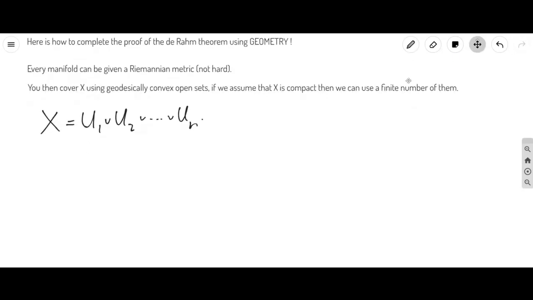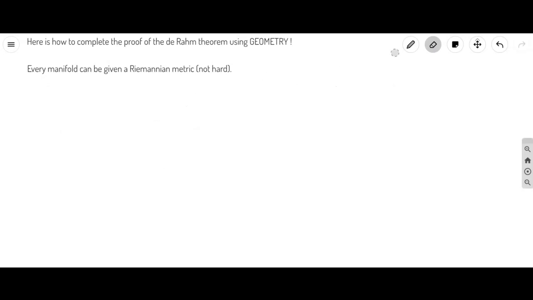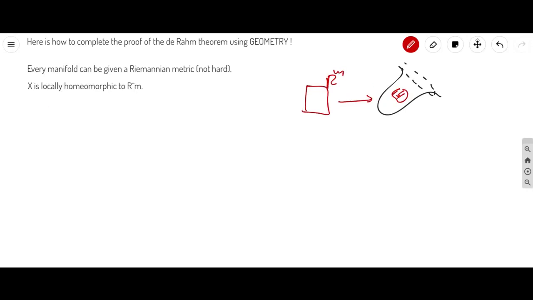But how do we know? So, oh yes, maybe I should take that back. Let me take it back. So if we assume X is locally homeomorphic to Rm, right? So right, it's a manifold, so this is locally homeomorphic to Rm. So here's what we say next.